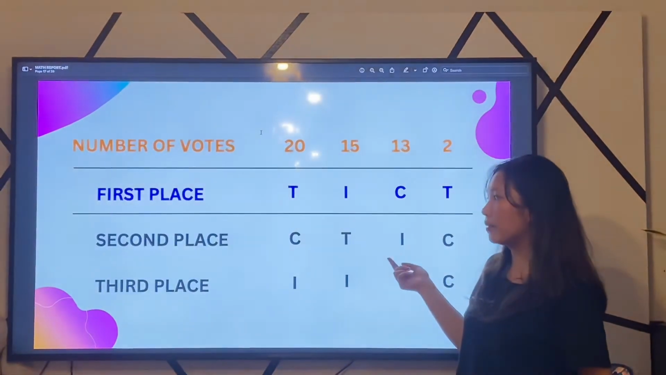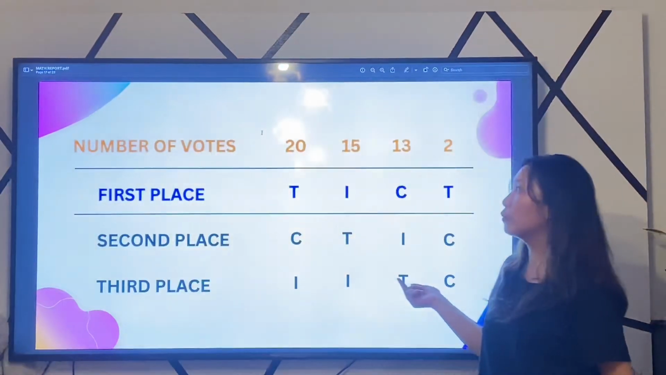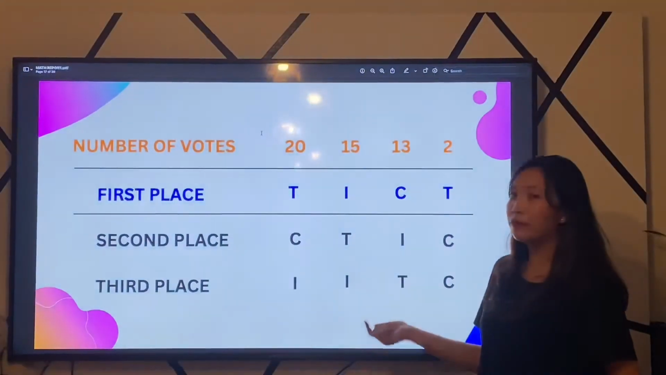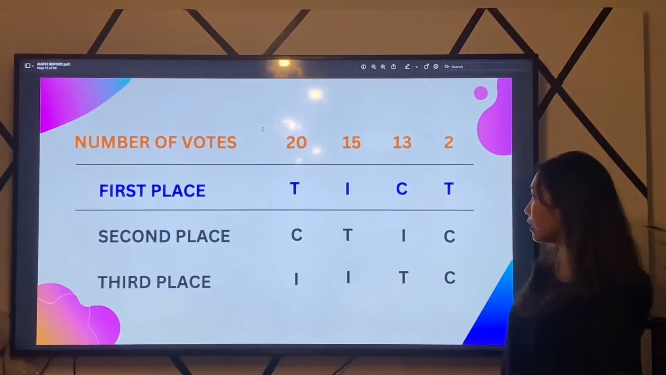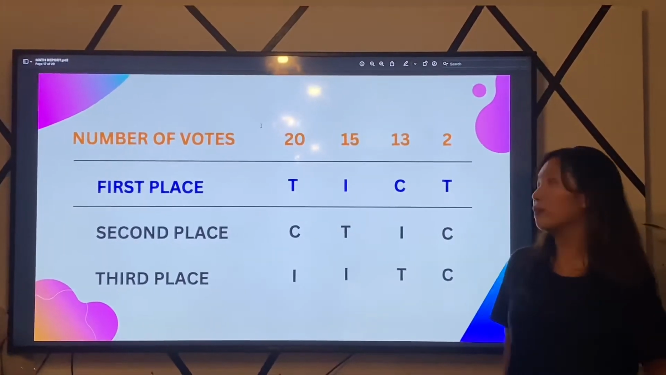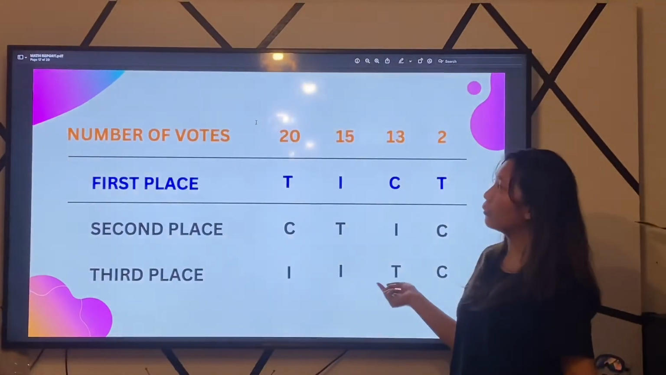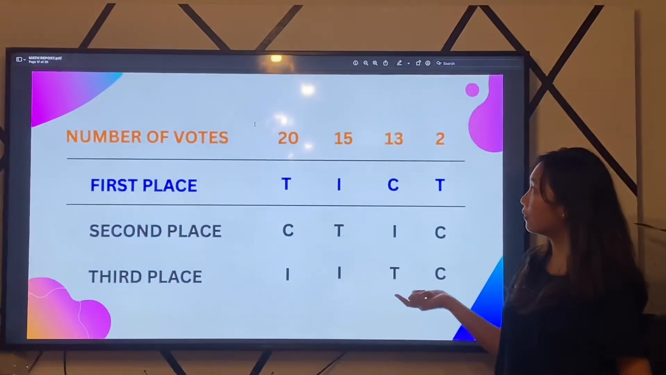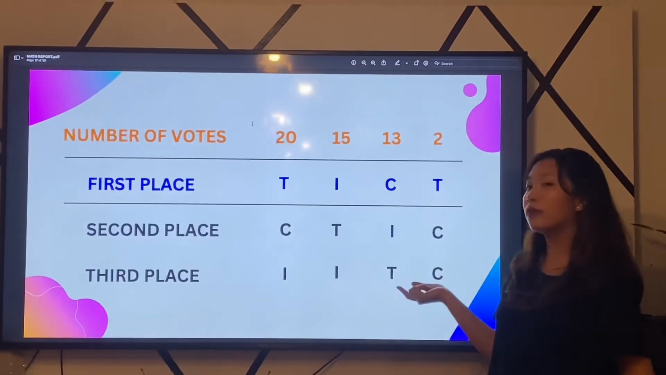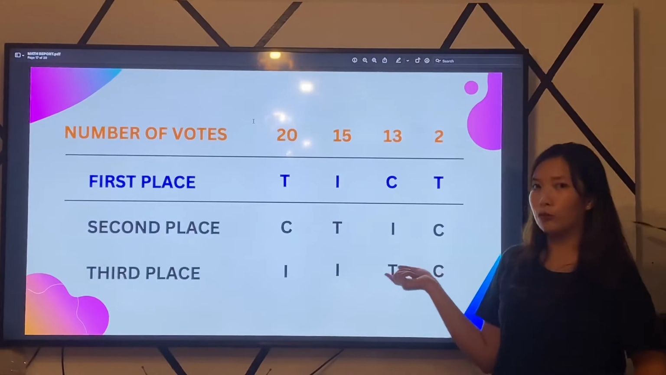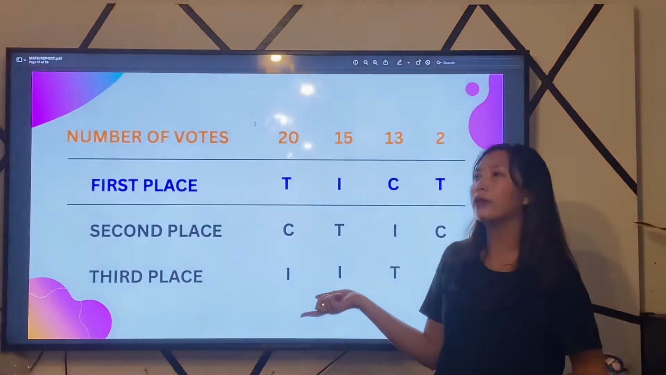For our second place, Captain America got 20 votes, Thor got 15 votes, Iron Man got 13 votes, and Captain America got 2 votes. For our first place, Thor got 20 votes, Iron Man got 15 votes, Captain America got 13 votes, and Thor got 2 votes. So now we will solve it. Who will be the winner?